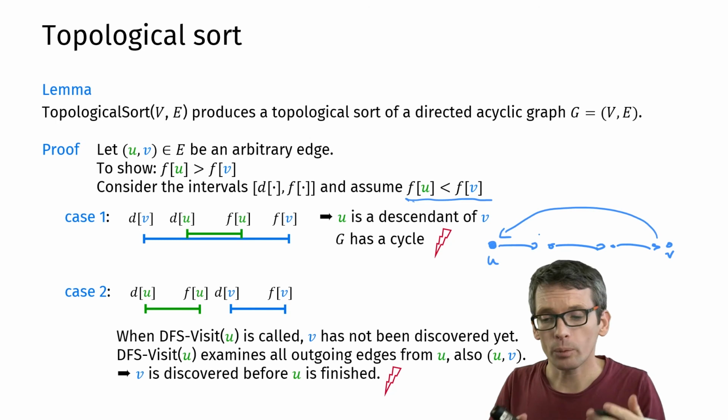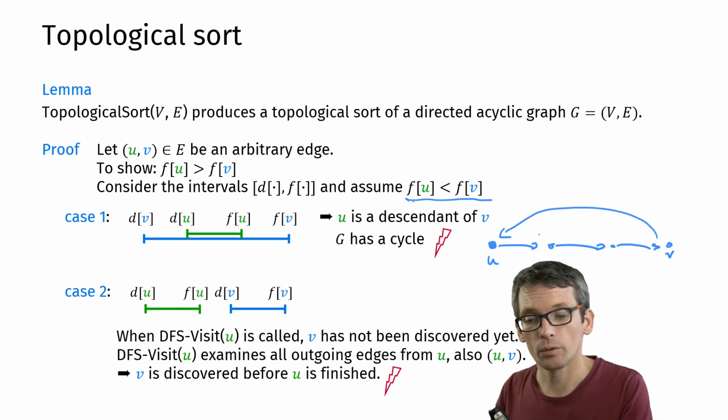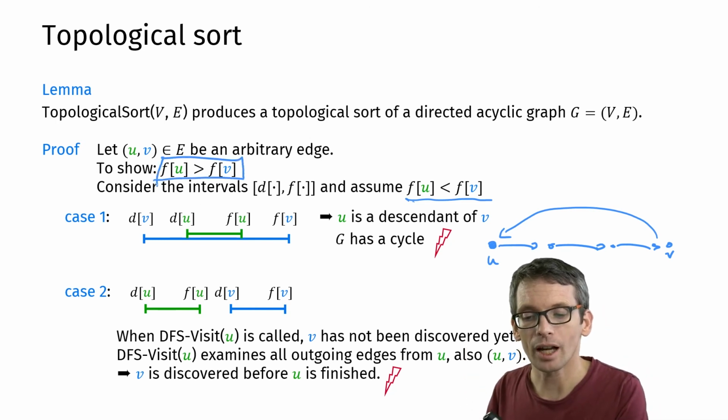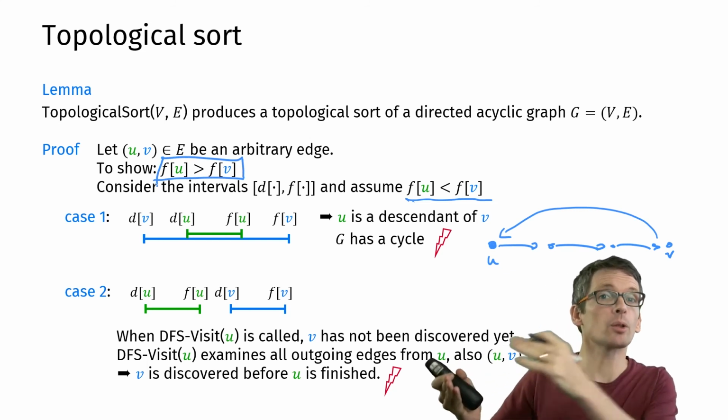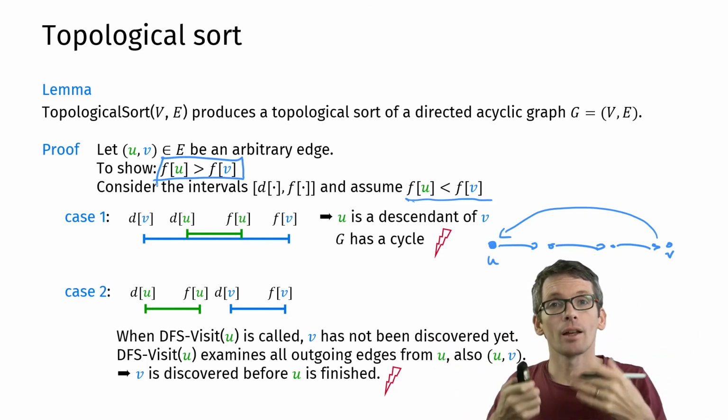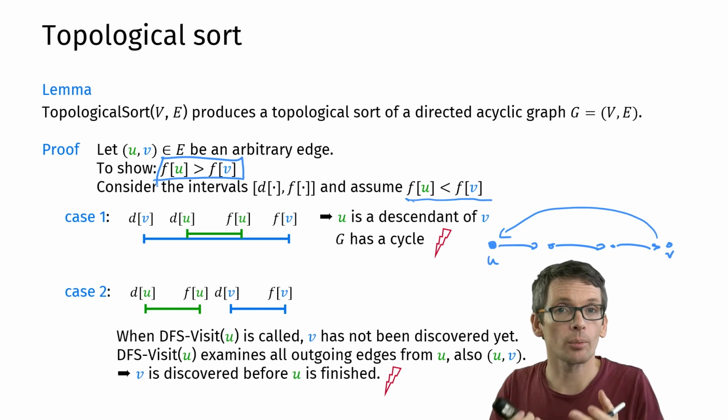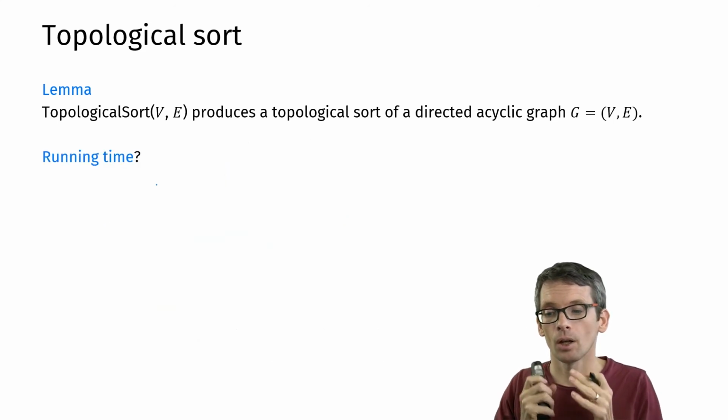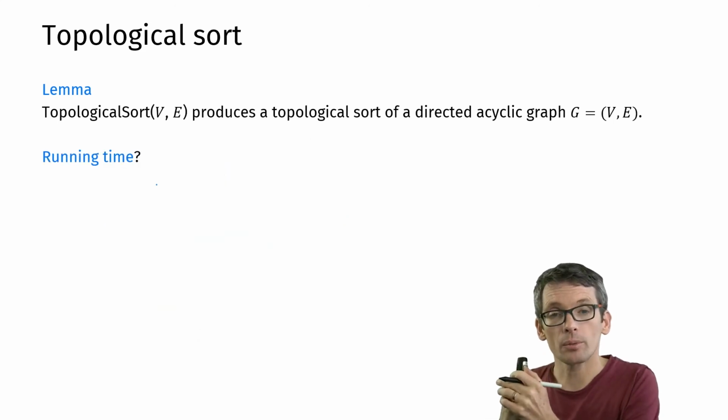So overall what we showed is that if we have an edge uv, then f of u is larger than f of v, meaning that if we sort by decreasing finishing times, then we actually get a topological sorting. Okay, so we know the algorithm is correct.